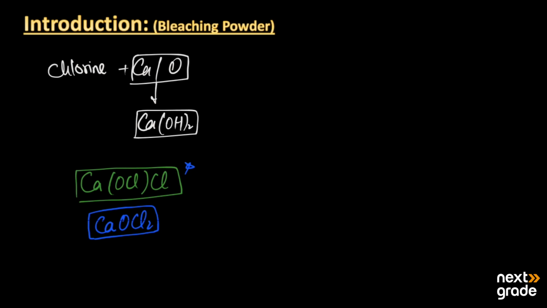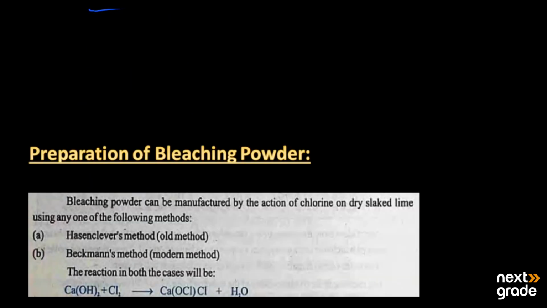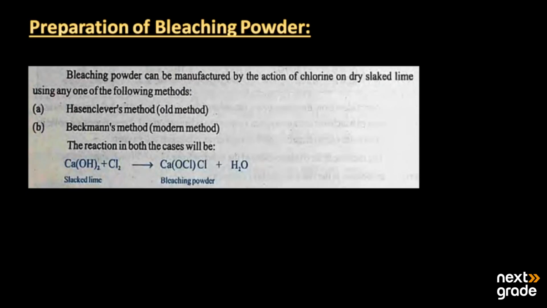Now, how can we prepare this? What type of method can we use for this preparation? It can be prepared by the action of chlorine, Cl2, on dry slaked lime. Slaked lime is the compound of calcium, oxygen and hydrogen, written as calcium hydroxide. There are two methods: number one is Hasenclever's method, which is the old method for preparing bleaching powder, and the second is the modern method, Beckmann's method.